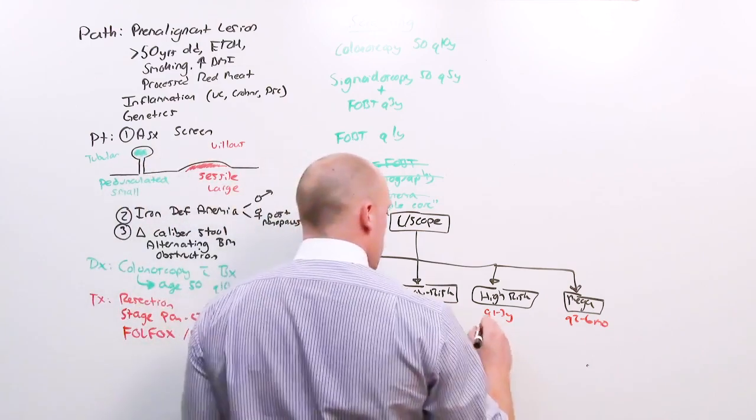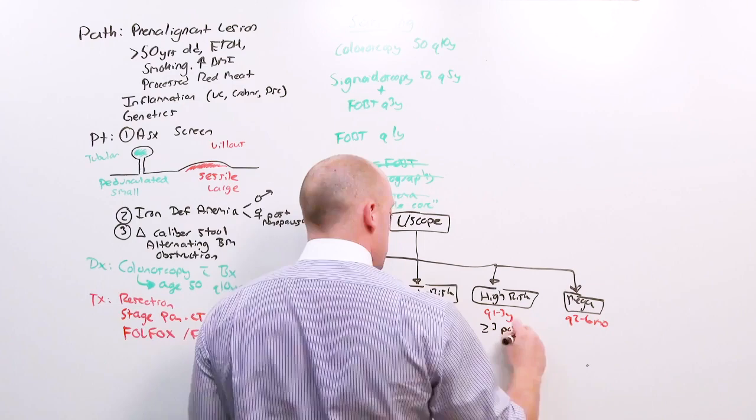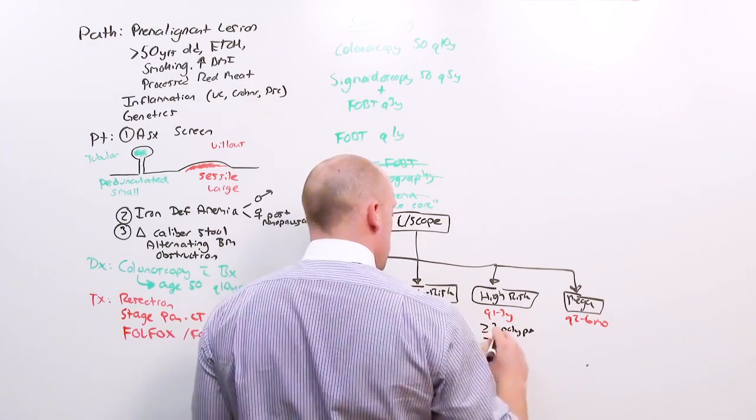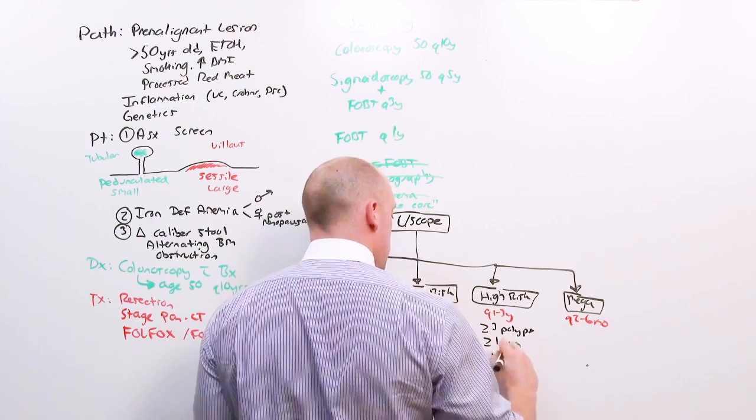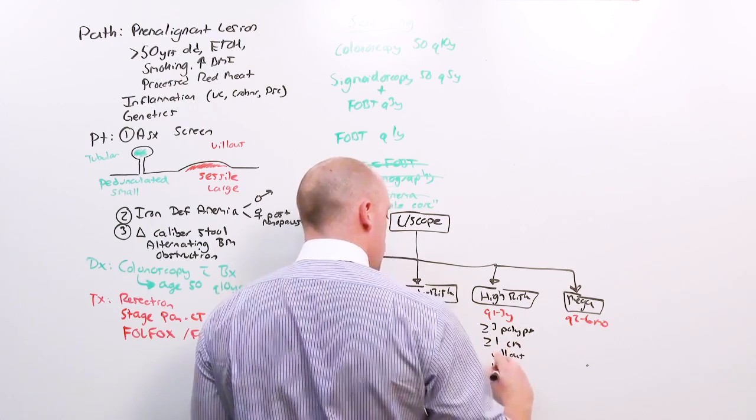High-risk patients are going to be those with more than 3 polyps, or larger than 1 centimeter, or villous, or high-grade dysplasia.